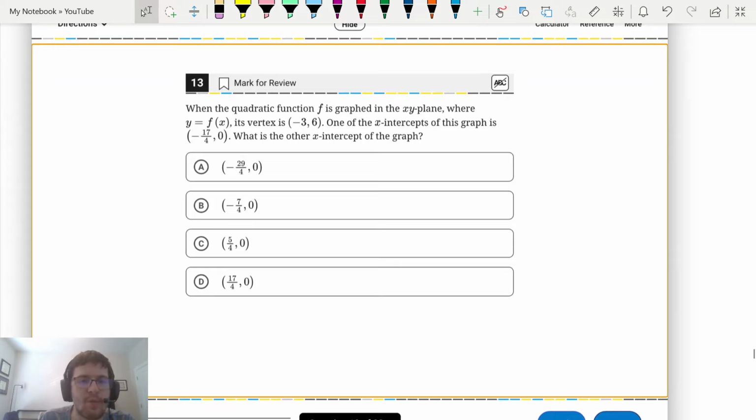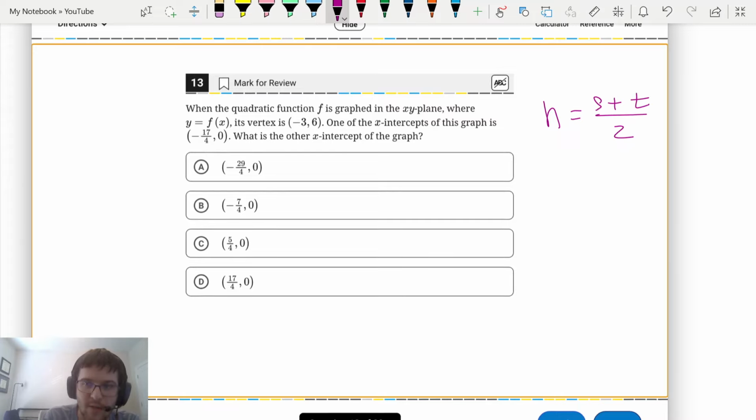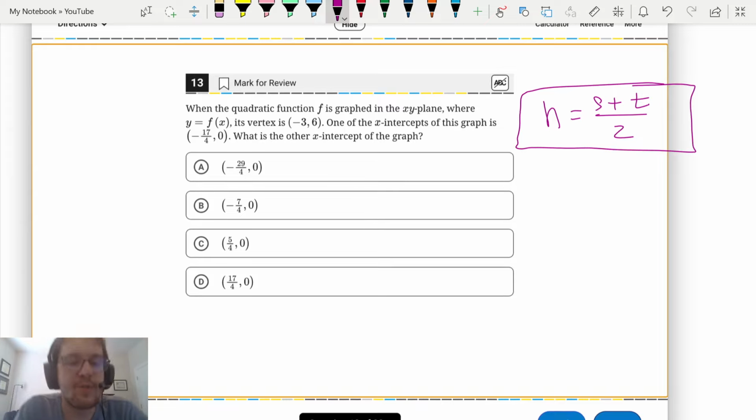Okay, so one of the equations you have to know is how to find the vertex from factored form. So what you do is you use this equation: h equals (s plus t) divided by 2. What this means is, to find the x-coordinate of the vertex h, you average the roots. So when you have 2 roots, to find the x-coordinate of the vertex, you just add them up and divide by 2. This one has 2 roots, or 2 x-intercepts. So h is the x-coordinate of the vertex, which is negative 3.